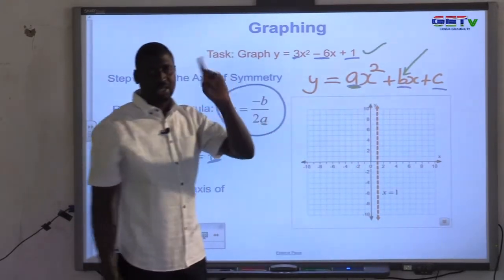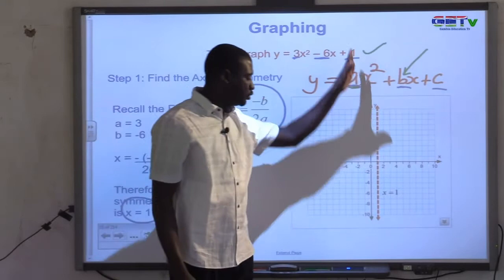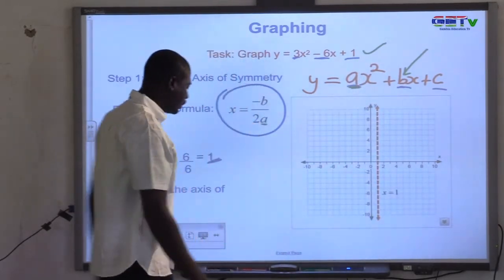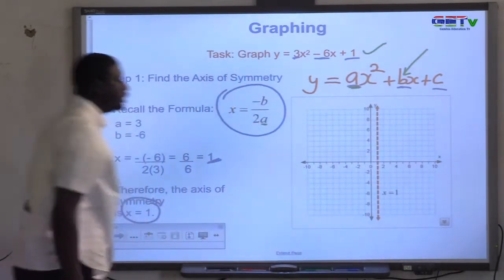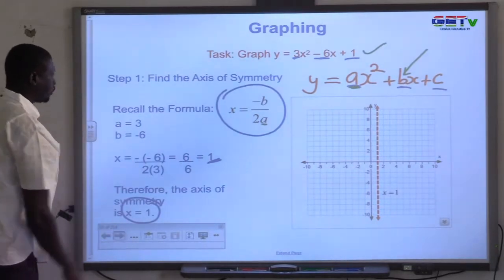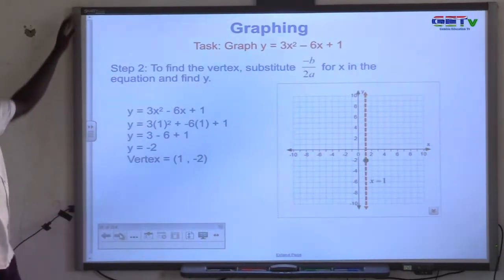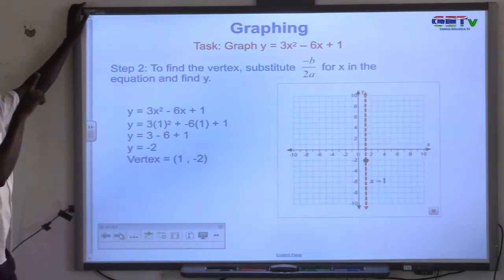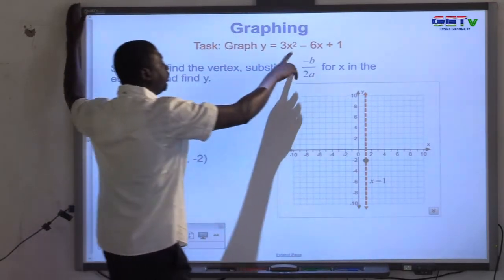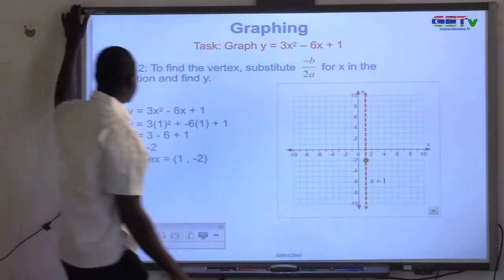So that's the first step that we have to do. The first step, we have to draw the axis of symmetry. We move on to the next step. Step 2, the same function, y equals 3x squared minus 6x plus 1.